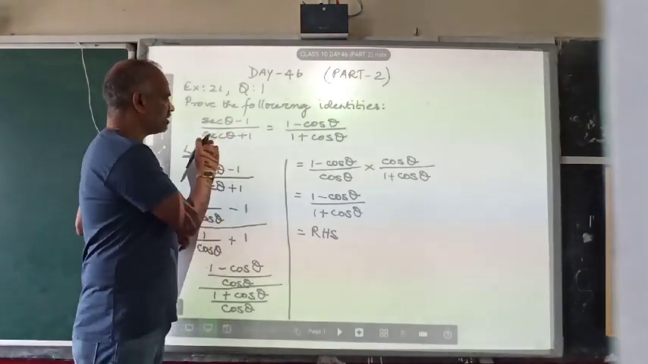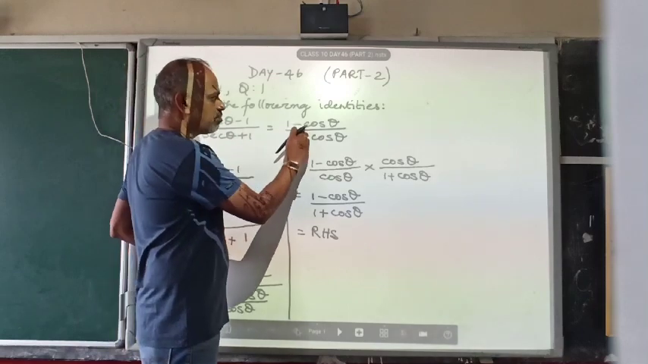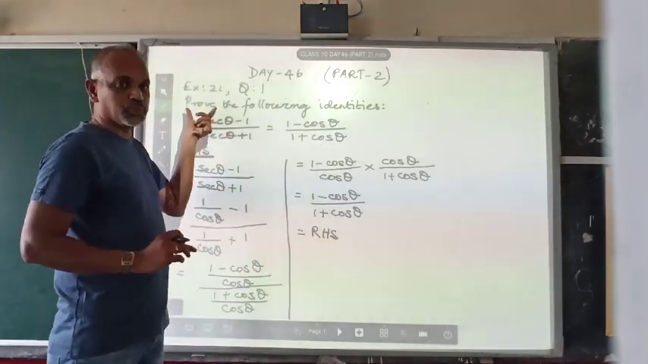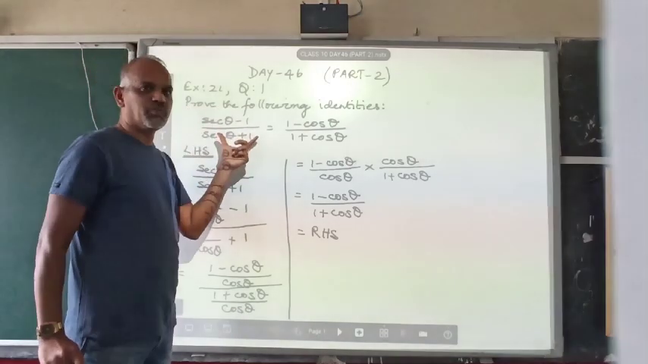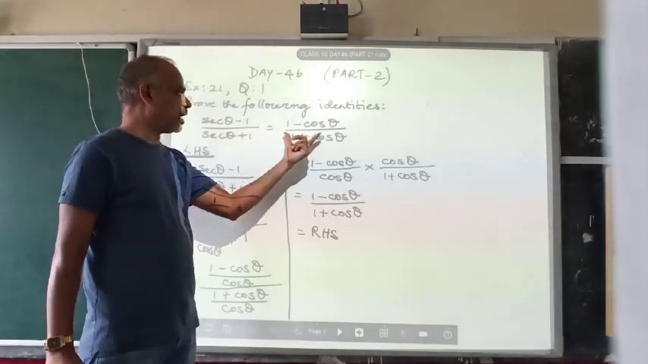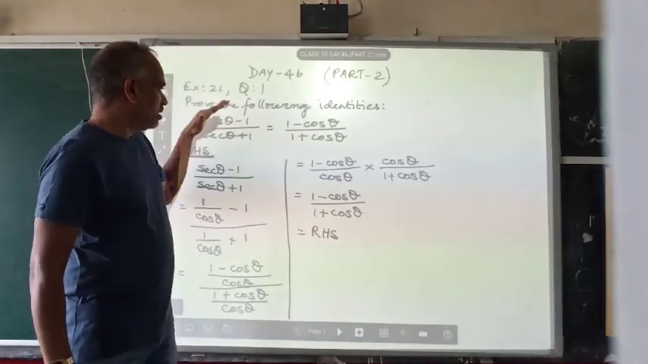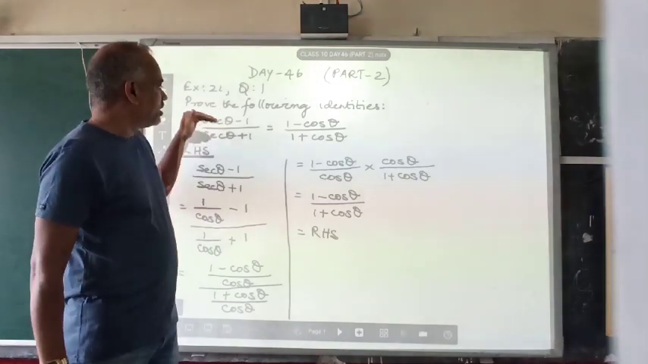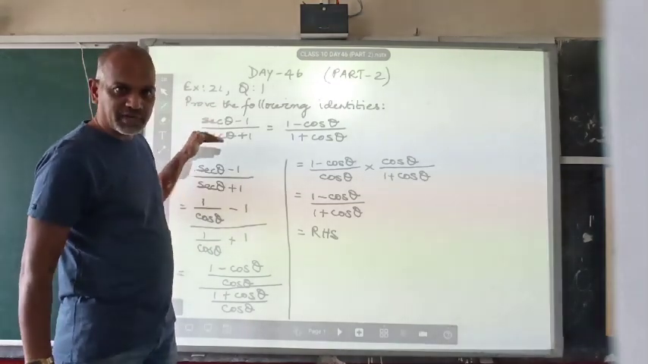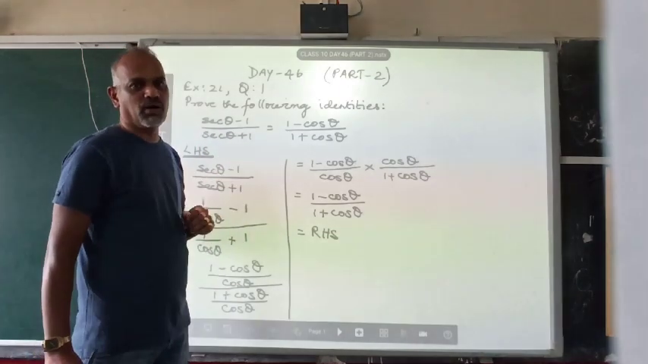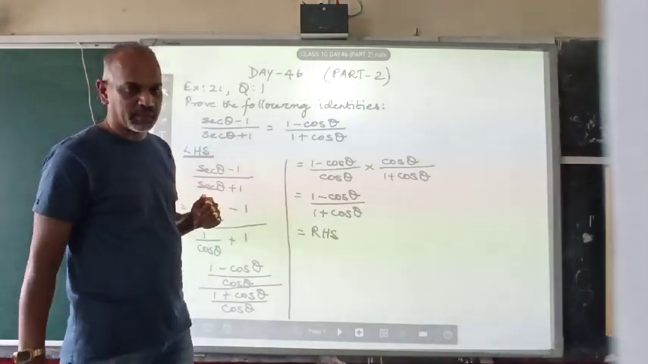Secant theta minus 1 by secant theta plus 1 is equal to 1 minus cos theta by 1 plus cos theta. The question is to prove, therefore, you will start with one side and try to get the other side. You will start with the left hand side and try to get the right hand side. The main idea is, when you start with one side and whatever trigonometric ratios are present, change all of them in terms of sine or cos. That's the simplest way.